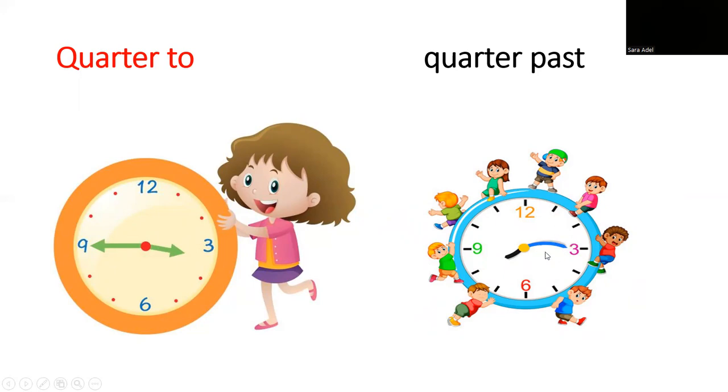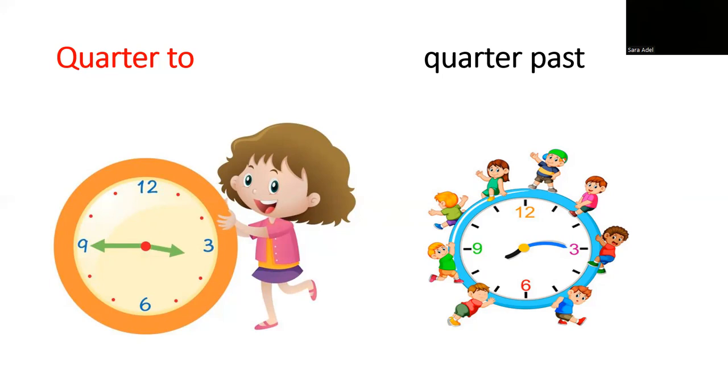Here the minute hand stands on 3. It will be quarter past. Again, when the minute hand stands on 9, it will be quarter to. When the minute hand stands on 3, it will be quarter past.